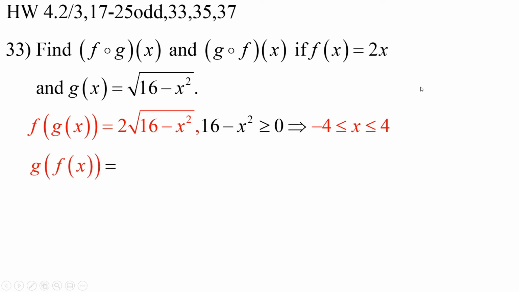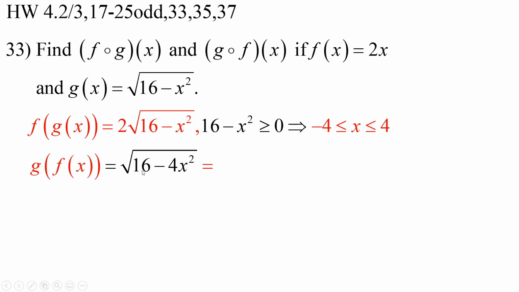g of f of x. Let's see if we can do this the same way. Now we're starting with g, which is this radical, 16 minus x squared, but you see the x right there? That now has to be 2x, but I need to square that. So that's going to give me a square of the 2, I get a 4. Square of the x, I get x squared. That's a 4x squared. All right, now I can simplify this because look at the 16 and the 4.